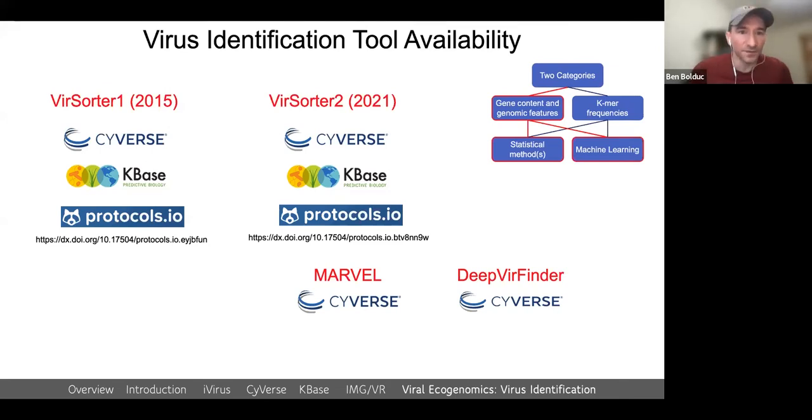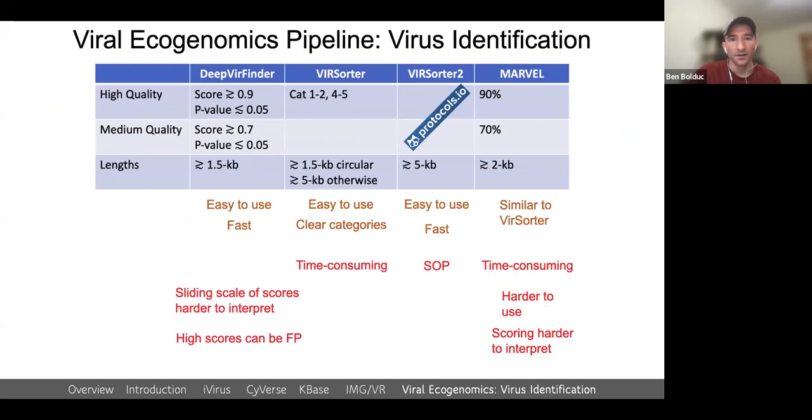Okay, so VirSorter 1 and 2 are available on iVirus and KBase. We have protocols for running them. There are protocols for Marvel. I didn't put that here, but there is one for iVirus. And then Deep Virofinder is also available on iVirus.